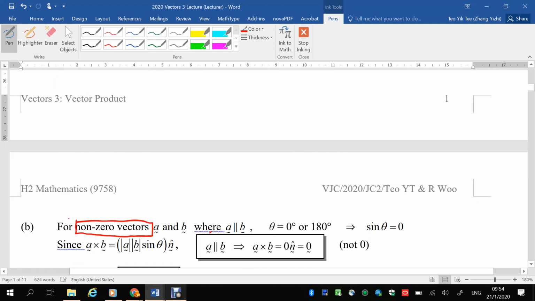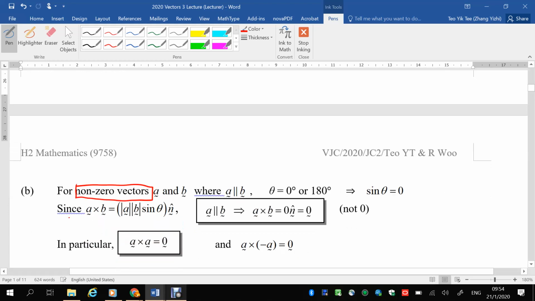Non-zero vectors. If I say that A is parallel to B, what's the angle between the two vectors? When vectors are parallel to one another, it's either 0 or 180 degrees, right? What is sine 0? Sine 0 is 0. So what is A cross A? 0. Any same vector crossed together will be 0 because of sine 0.